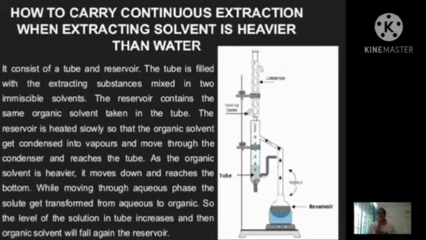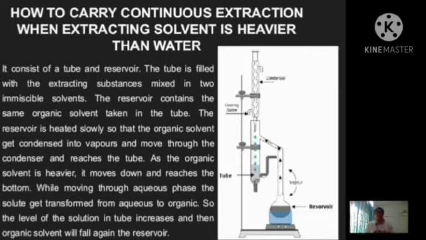Experimentally, it consists of a tube and a reservoir. The tube is filled with the aqueous solution containing the substances to be separated and the extracting solvent, that is the organic solvent. The reservoir also contains the same extracting solvent as in the tube, and the tube is fitted with a condenser. First, the reservoir containing the organic solvent is heated slowly so that the organic solvent is converted into vapor and reaches the condenser. Once it reaches the condenser, it is converted into liquid and flows inside the tube.